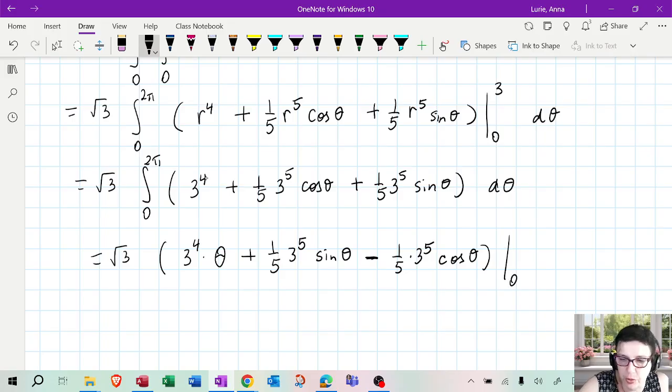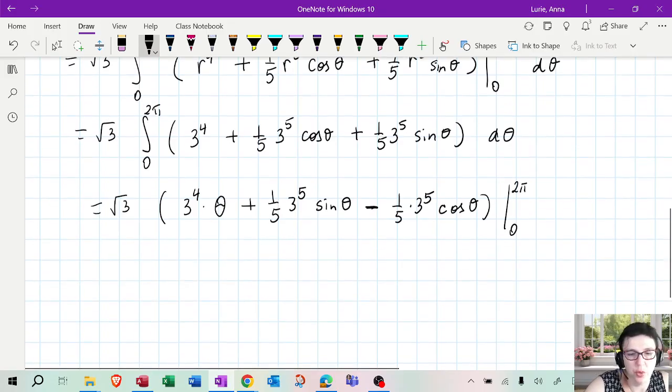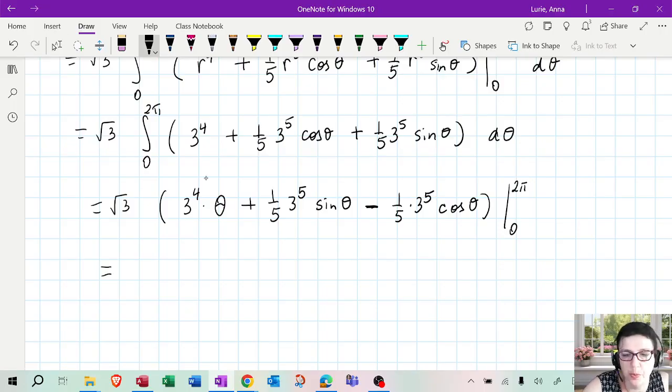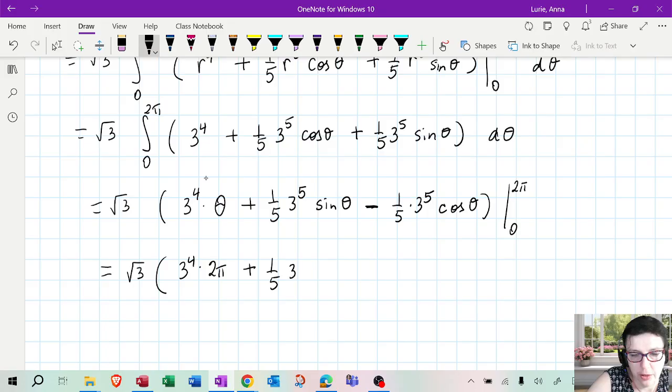Okay, and then we have 0 to 2 pi. And at this point, we're going to notice something about the 2 pi when we substitute it. It actually will cancel out. So I'll show you that in a second. So let's substitute 2 pi first. So we got 3 to the fourth multiplied by 2 pi plus 1/5, 3 to the 5. Now sine of 2 pi is 0. If you don't believe me, go to the calculator, make sure it's in radians, and you will see that sine of any multiple of pi, like 0 pi, 2 pi, 3 pi, is always 0. Now, cosine of 2 pi is 1, because it's the same thing as cosine of 0, which is just 1.